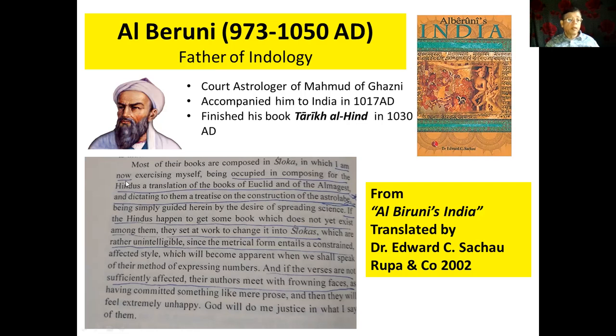So he writes here, "I am now exercising myself, being occupied in composing for the Hindus a translation of the books of Euclid and of the Almagest, and dictating to them a treatise on the construction of the astrolabe." So he's bringing the knowledge of the Greeks. He's telling Indians about them. And what he writes interestingly here: "If the Hindus happen to get some book which does not yet exist amongst them, like Euclid, etc., they set to work to change it into shlokas."